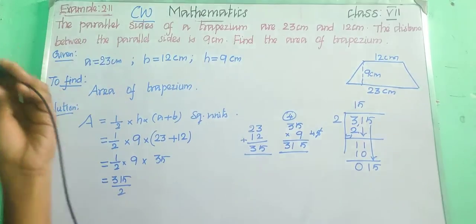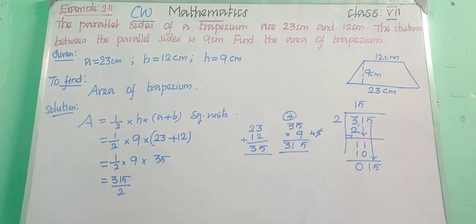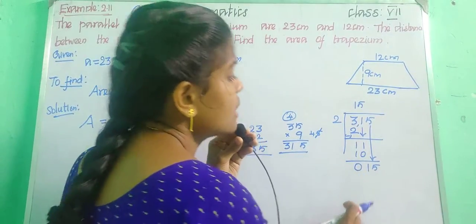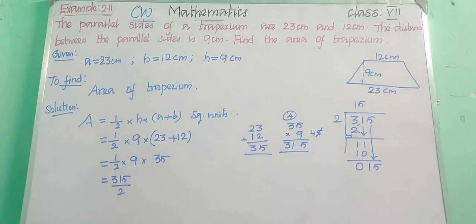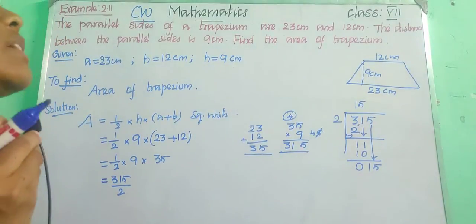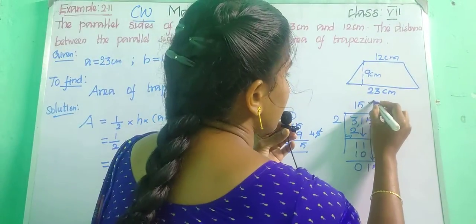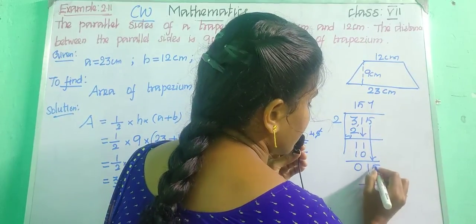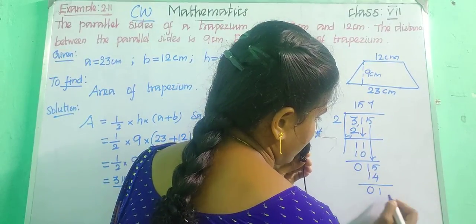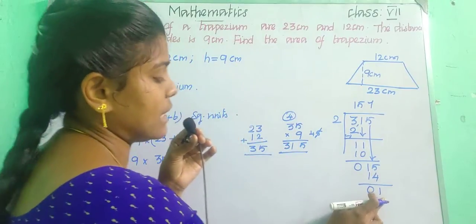Now say 2 table. 1 2 is 2. 2 2s are 4. 3 2s are 6. 4 2s are 8. 5 2s are 10. 6 2s are 12. 7 2s are 14. So here we are having 15. What we need to check? We need to get the same number, or else it should be nearly less than that number. We are not having 15 in 2 tables, so we are just taking the nearly less number. So it is 14. 7 2s are 14. Now subtract. 5 minus 4, 1. 1 minus 1, 0. Here we are having the remainder, right?